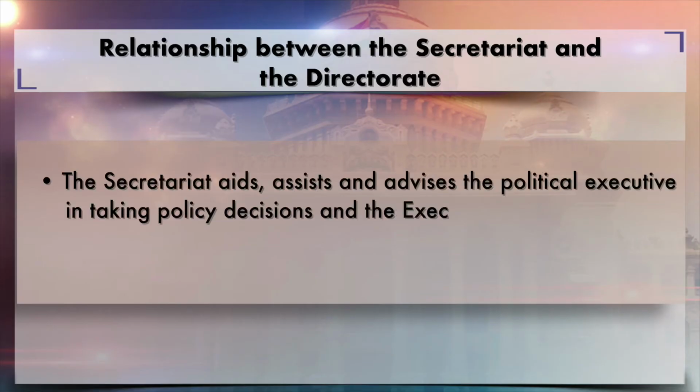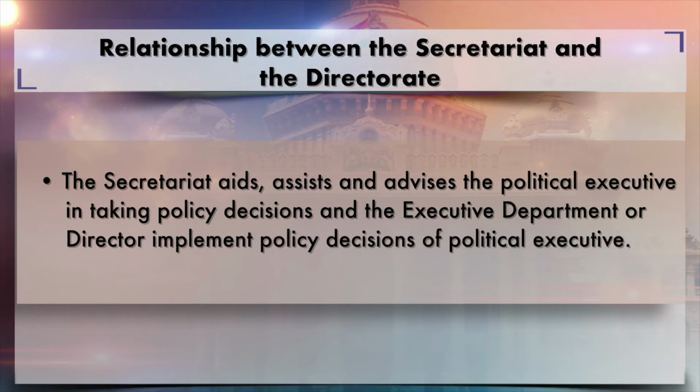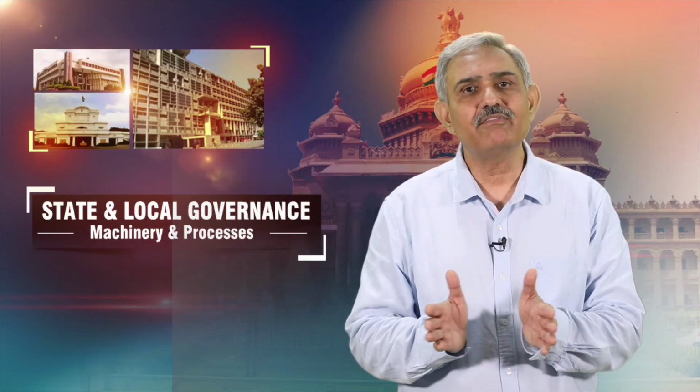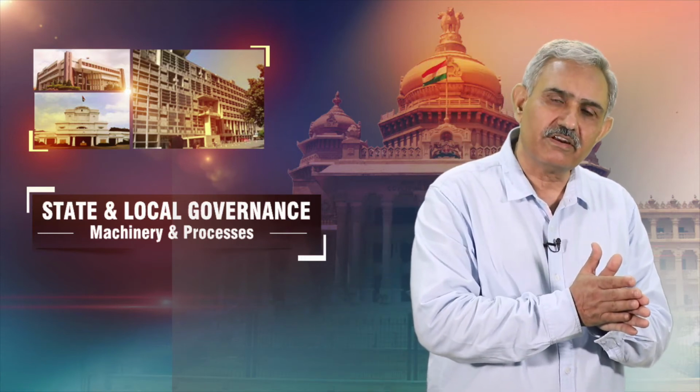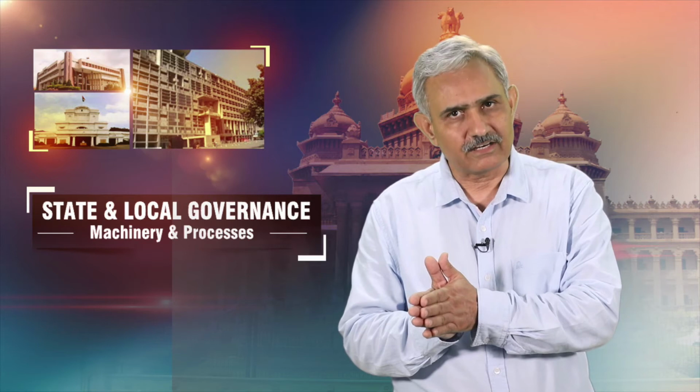The role of the Secretariat and the Directorate leads us to conclude that the Secretariat aids, assists and advises the political executive in taking policy decisions, and the executive department or the Directorate implements those policy decisions of the political executive. It means that they have distinct roles. One is policy formulation, that is with the Secretariat, and the second is policy implementation, that is with the Directorate.